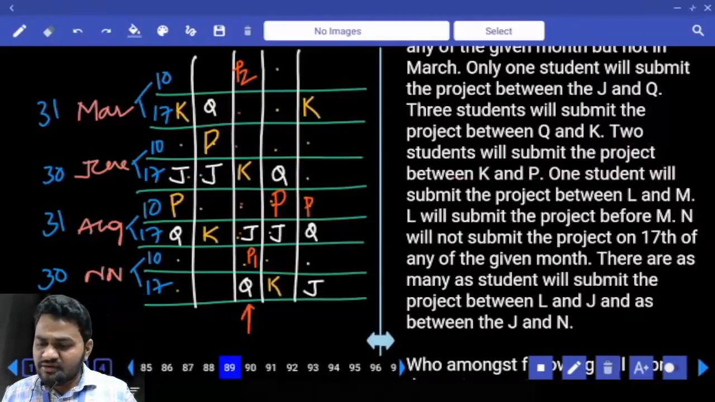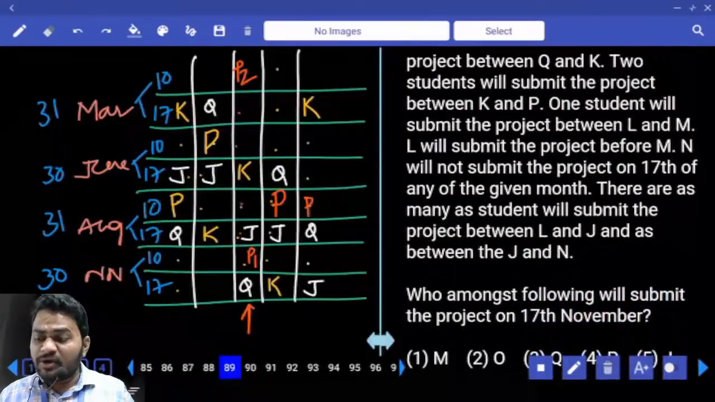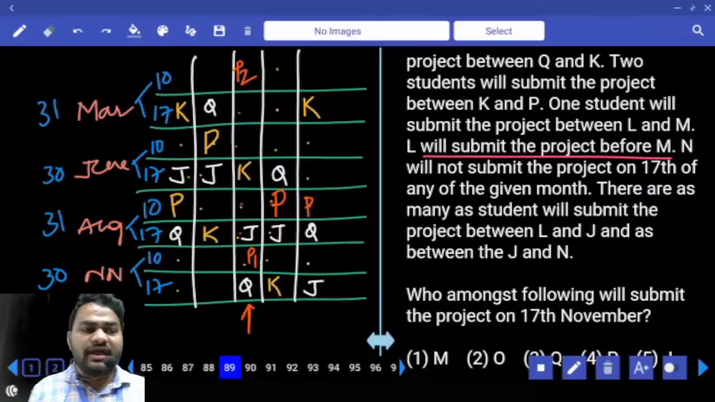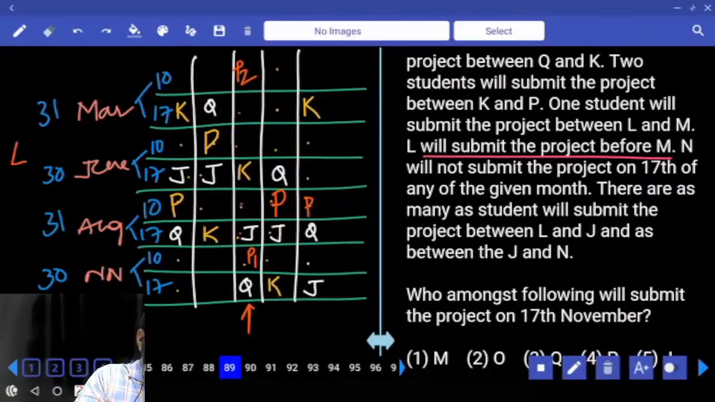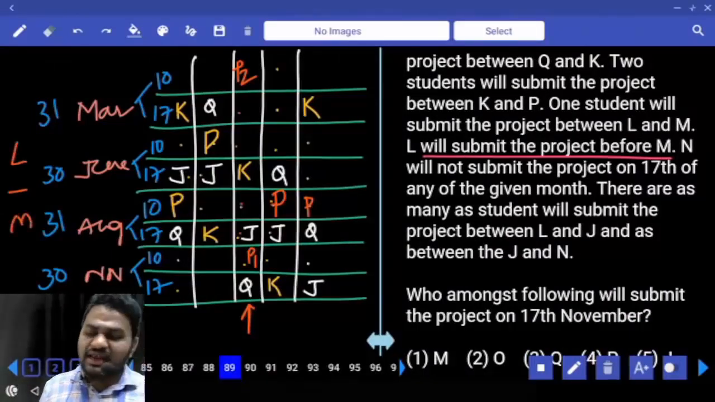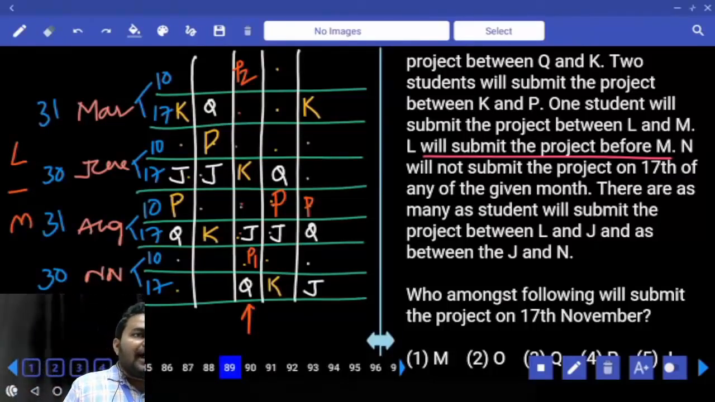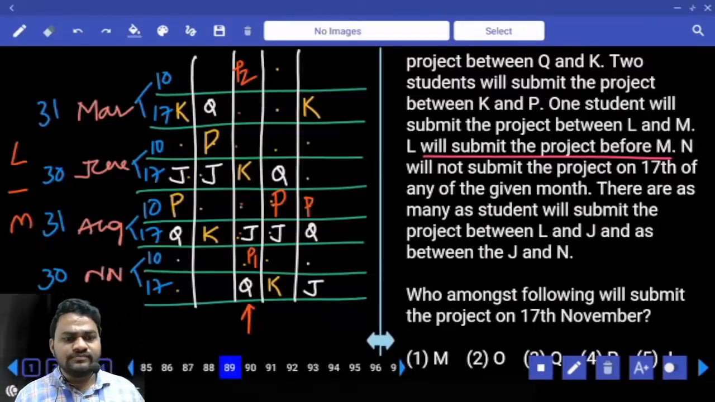And the next one, one student will submit the project between L and M. L will submit the project before M. One between L and M. Yes, one between L and M. L and M will be at alternative places.